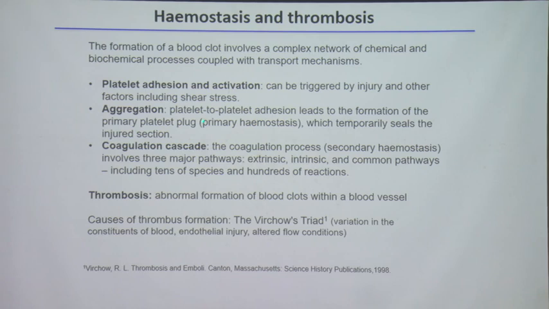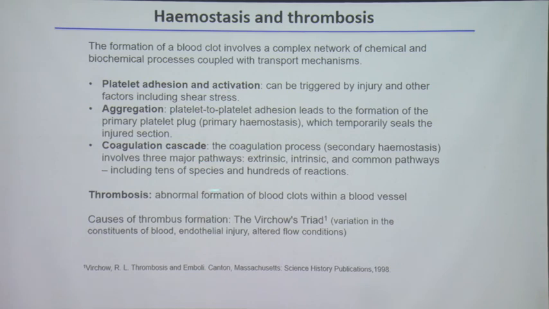This is about platelet to platelet adhesion and aggregation. This leads to the formation of the primary platelet plugs, and this is known as primary hemostasis, the cartoon in the middle. This temporarily seals the injured section, but it's not very stable. And it requires this very complex coagulation cascade. This is a coagulation process, and it's a secondary hemostasis, and this involves three major pathways. These pathways are very well established, known as the extrinsic, intrinsic, and common pathways.